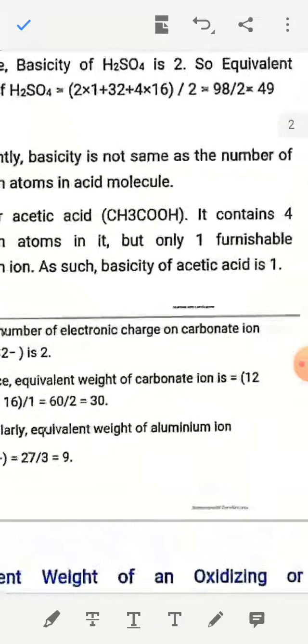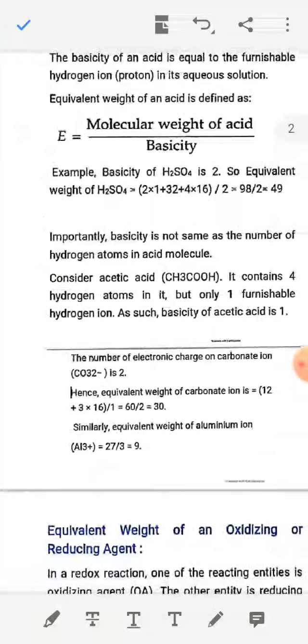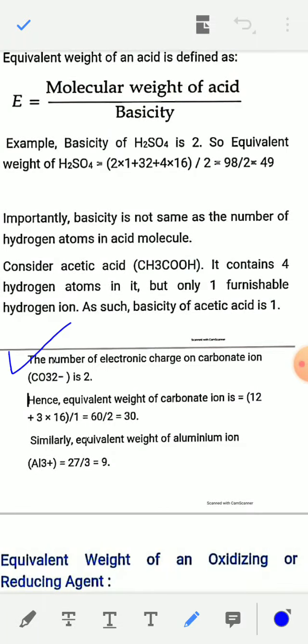For example, equivalent weight of carbonate radical. Carbonate means CO3 2-, and the valency of the carbonate radical is 2. So first you have to calculate the mass of the carbonate radical. The molecular mass of the CO3 ion is 60, and the valency of the carbonate ion is 2. So 60 divided by 2, that is 30. 30 is the equivalent weight of the carbonate radical.